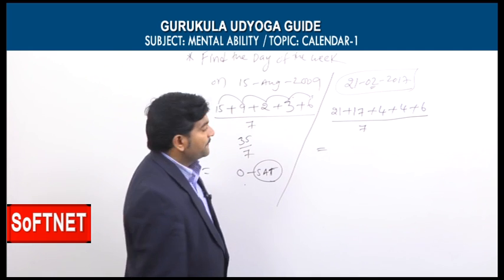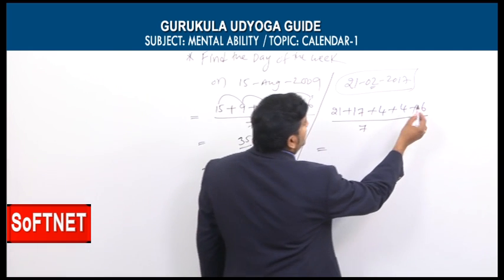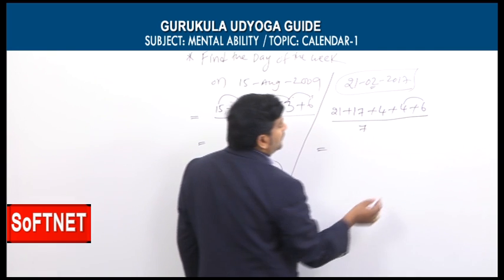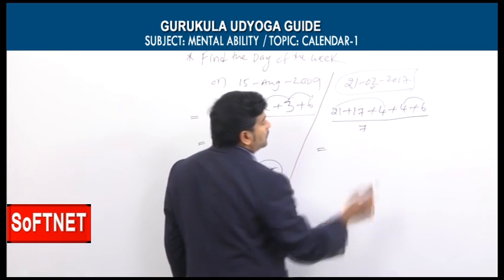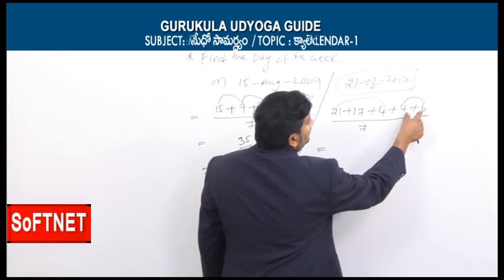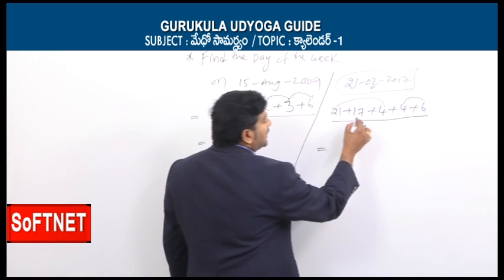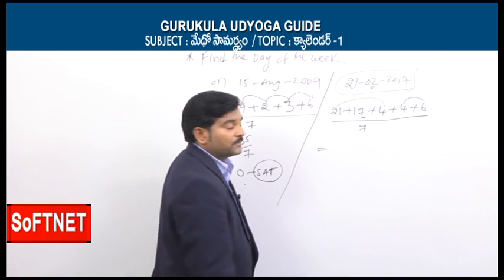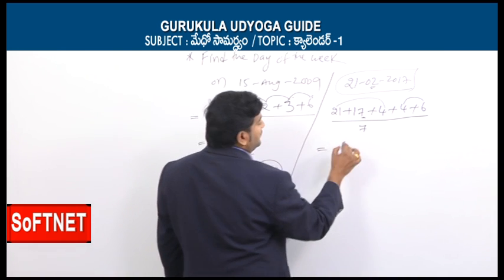Now we will find what we get here. 6 plus 4, 10. 21 plus 4, 25. Simple addition. 21 plus 4, 25. 25 plus 10, 35. 35 plus 7, 42. 42 plus 10, 52.